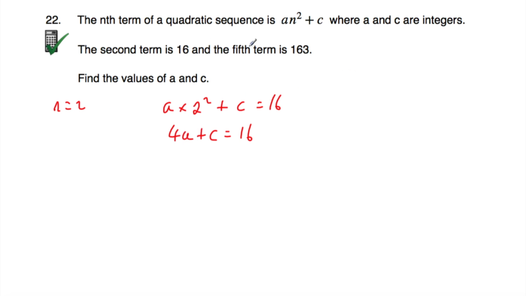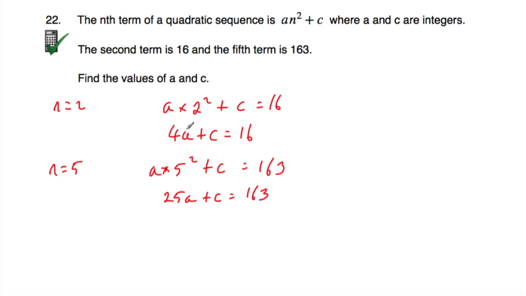Our second equation: we've got the fifth term is equal to 163, so we're going to let n equal 5 and substitute that into the nth term and put the result equal to 163. So we've got a times 5 squared, and then we've got plus c, and that's going to be equal to 163. Now 5 squared is 25, so it's going to be a times 25. We put the numbers at the front, so it's going to be 25a plus c is equal to 163.